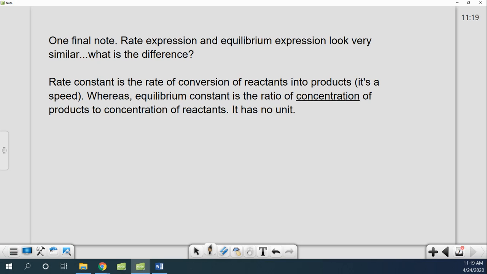One final note here, your rate expression that we did last unit and the equilibrium expressions here, they look very similar. So what's the actual difference here, other than having to use a rate determining step to find your rate expression? Well, in this case, rate constant is the rate of conversion of reactants into products, which means it's a speed, it's how fast it happens. Whereas equilibrium constant is the ratio of concentration of products to concentration of reactants. Kc has no actual unit. So Kc never has a unit.